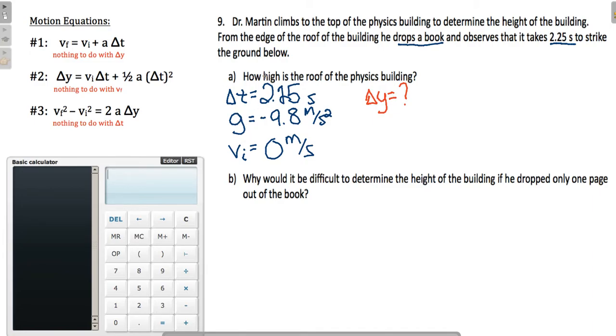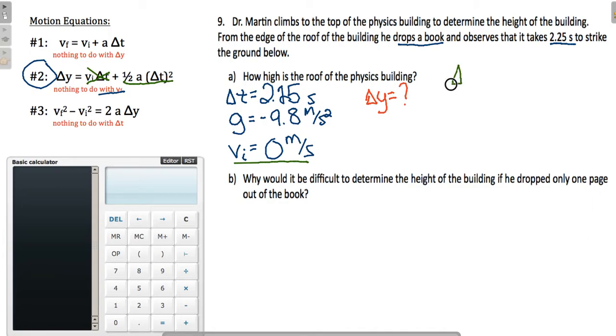Alright, so using what we know, you have to pick the right equation to use. So we don't know anything about velocity final. They never talked about the speed that the book may reach. Since this problem has nothing to do with velocity final, we need to pick equation number 2 because it has nothing to do with VF. That's going to be our winner. So in this problem, we're using equation number 2. Notice, since VI is 0, that first part of the equation will go away. So we're only left with the second half, which is nice.